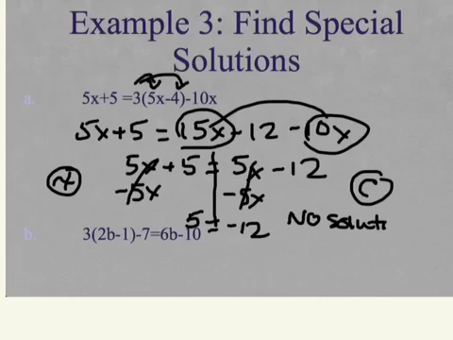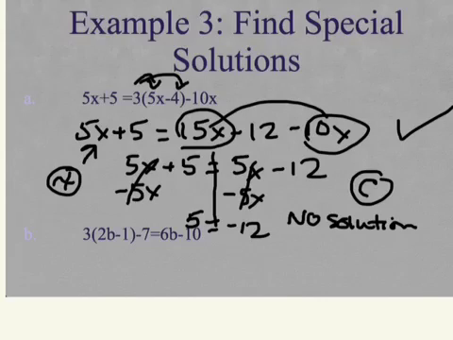There's no solution. There's absolutely no way that I can figure out an x that's going to make, at the end of the day, 5 equal negative 12. So when you get a lie, there's no solution. When you get something that's untrue, there's no solution. So that's one thing that happens that's funny or weird or special when we have these problems.